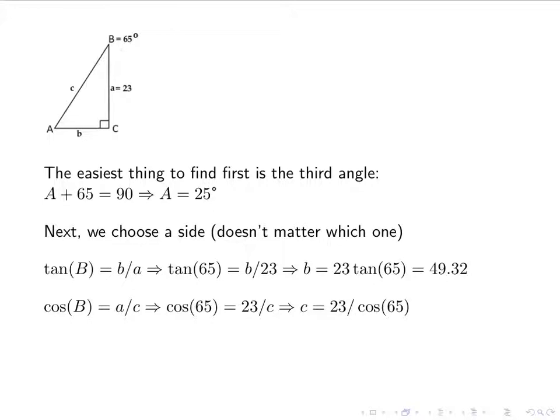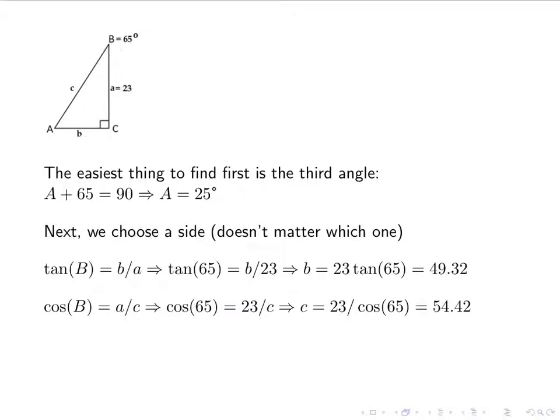The biggest mistake I see on these things is that people will take this equation, divide both sides by 23, and call it a day. But remember, that makes my right-hand side 1 over c, not c. So I do have to bring the c out of the denominator in some way. So c is 23 divided by cosine of 65, which gives us 54.42.